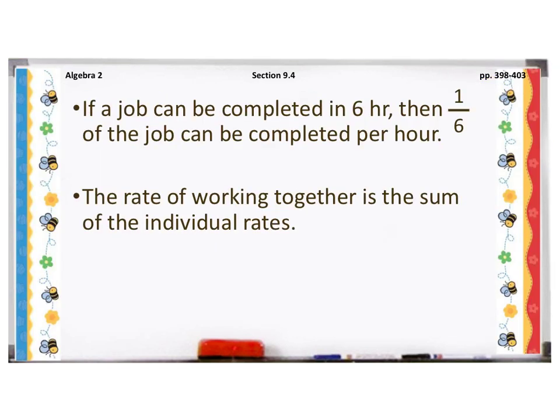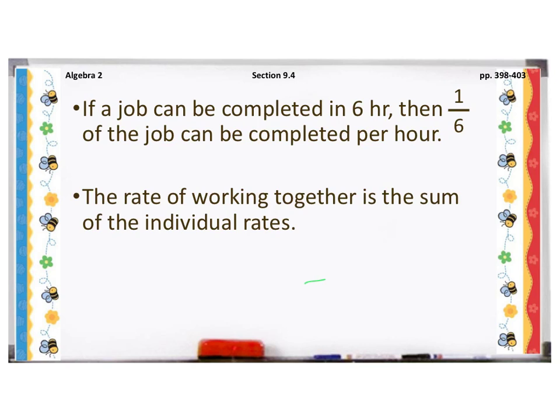All right, if a job can be completed in 6 hours, then 1/6 of the job can be completed per hour. This is how you think of these work problems. The rate of working together is the sum of the individual rates.